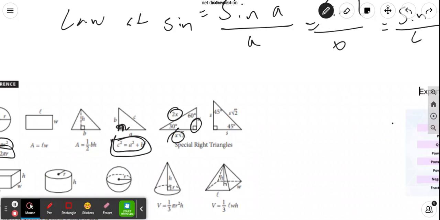This one is sometimes a little bit tricky to use, but this is the 45, 45, 90 triangle. You just know that like that. So 45 opens up to 1, 45 opens up to 1, 90 opens up to root 2. If you think about it, 1 squared plus 1 squared is 2, and then taking the square root of that is root 2.